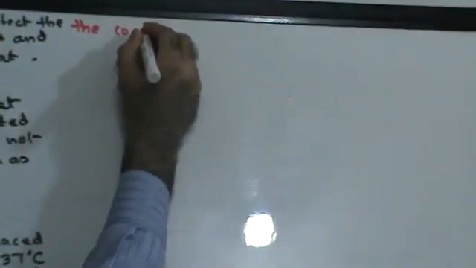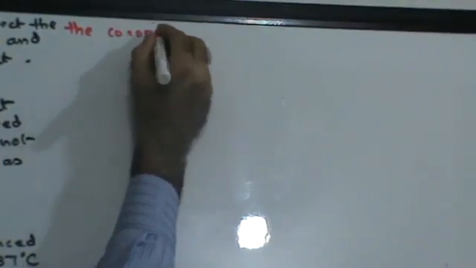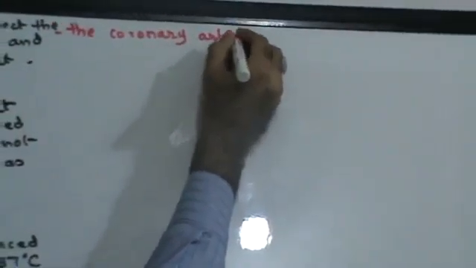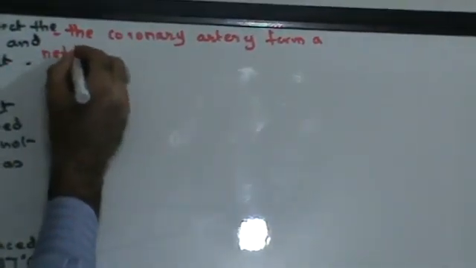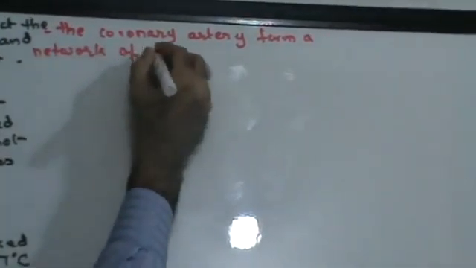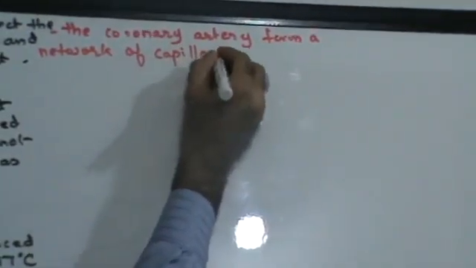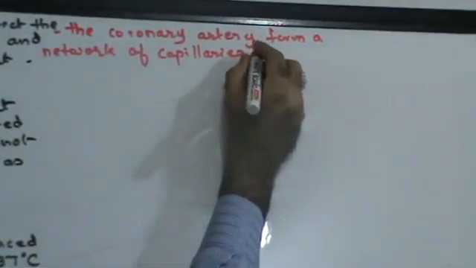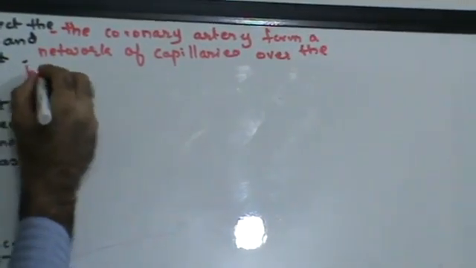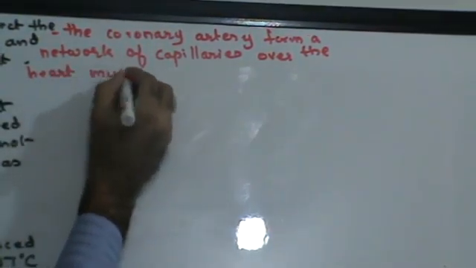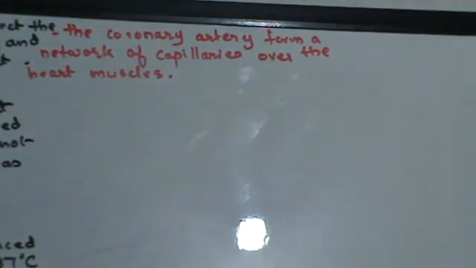The coronary arteries form a network of capillaries over the heart muscle. Finally, get this in here. So this was the ventral view of the heart. Let's see the dorsal view of the heart, guys.